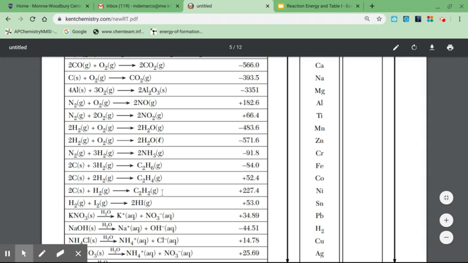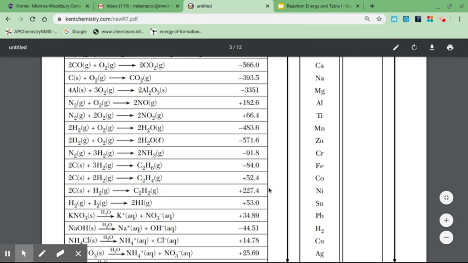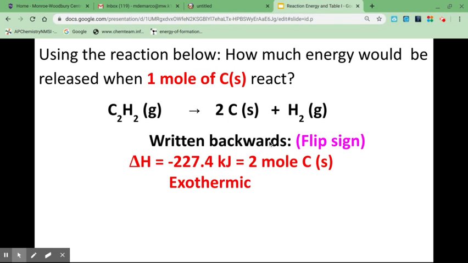And notice that 2C plus H2 is on the left. C2H2 is on the right. It's positive 227.4. This one is written backwards. So, like we did before, if it's written backwards, I'm going to flip the sign. So my delta H is negative 227.4 for 2 moles of C.